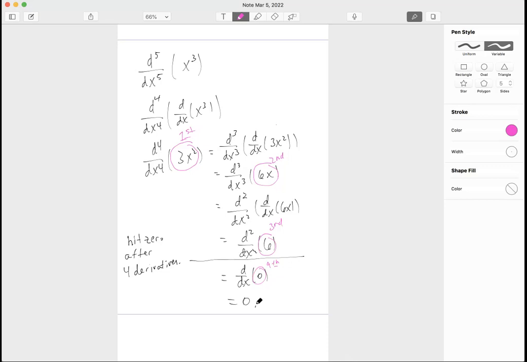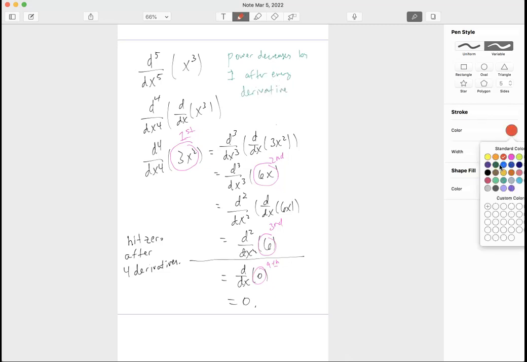So now the idea is that, well, notice that the power decreases by 1 after every derivative. So this should tell you that since that's true, if the power decreases by 1 after every derivative, then at 3 derivatives this will be constant, right? At which point the fourth one would be 0.